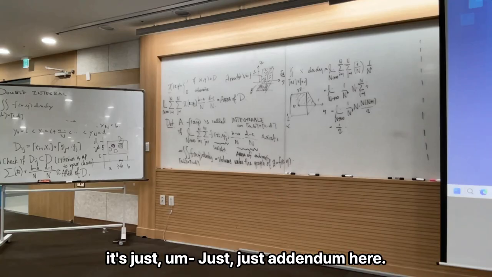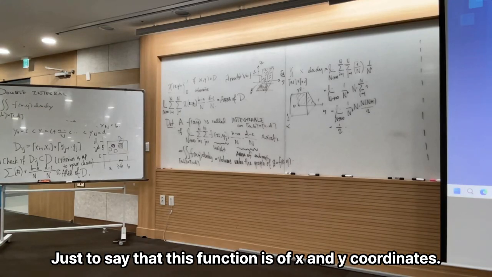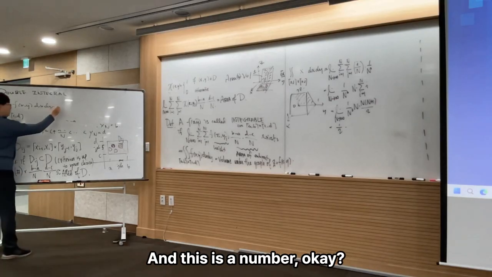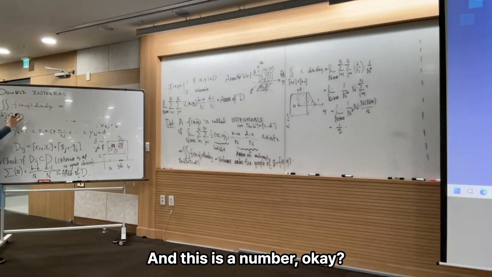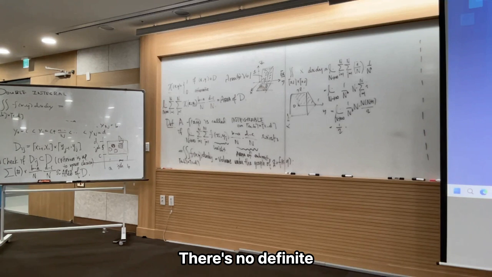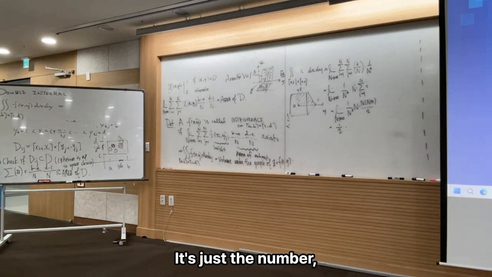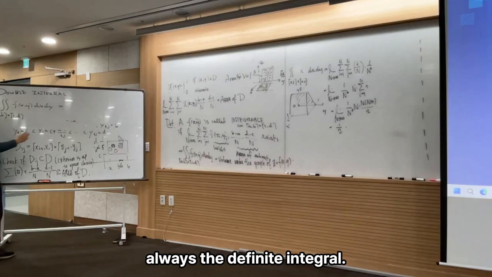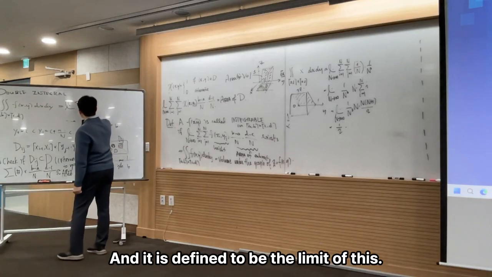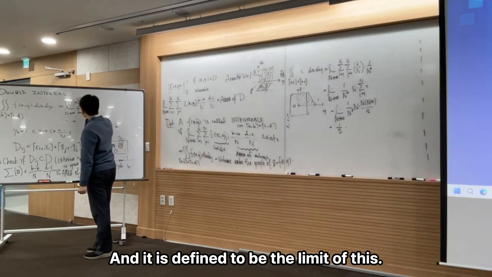But right now, it's just an addendum here to say that this function is of x and y coordinates. And this is a number, okay? This is not a function. There's no definite or indefinite integral when it comes to the double integral. It's just a number, always the definite integral. And it is defined to be the limit of this.